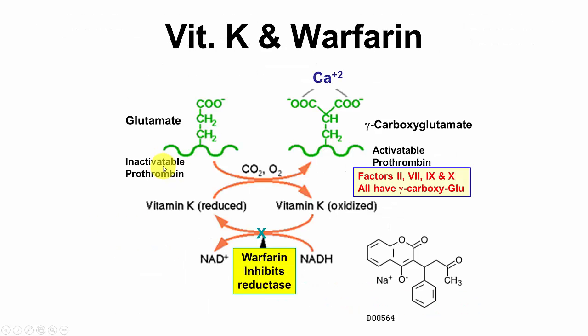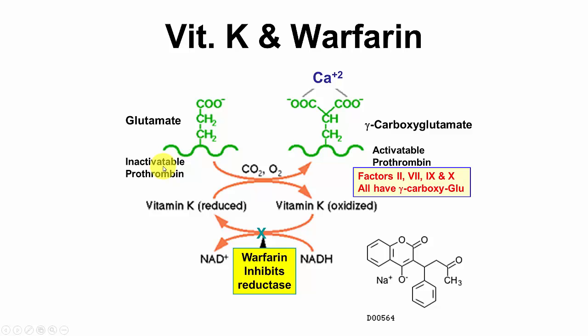Now, vitamin K doesn't inhibit the enzyme that converts glutamate to gamma-carboxyglutamate. What it does is inhibit the recycling of vitamin K. Vitamin K must be in its reduced form, pictured down here, to use CO2 and O2 to put that extra carboxyl group on. And then once that happens, we have vitamin K in the oxidized form. And then it has to be reduced. There is a vitamin K reductase that converts vitamin K back into its reduced form to be used again.